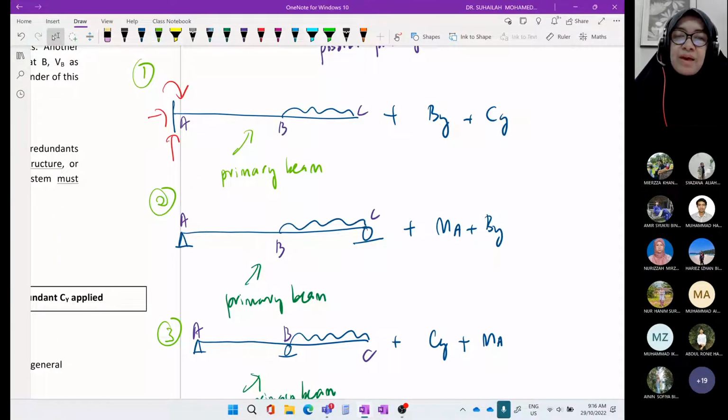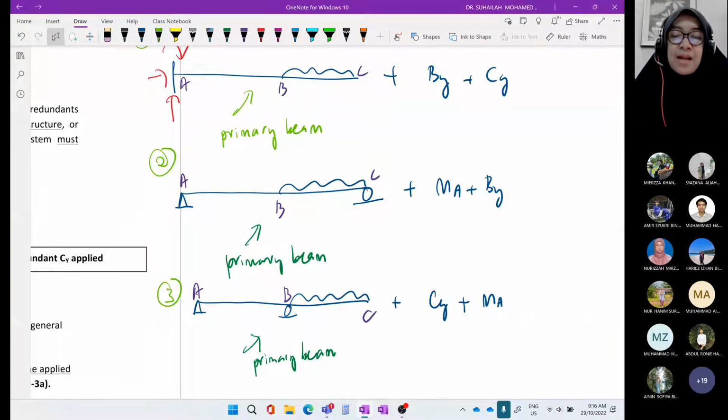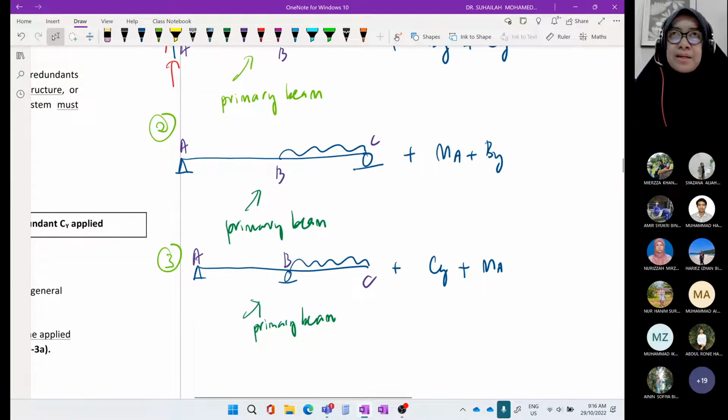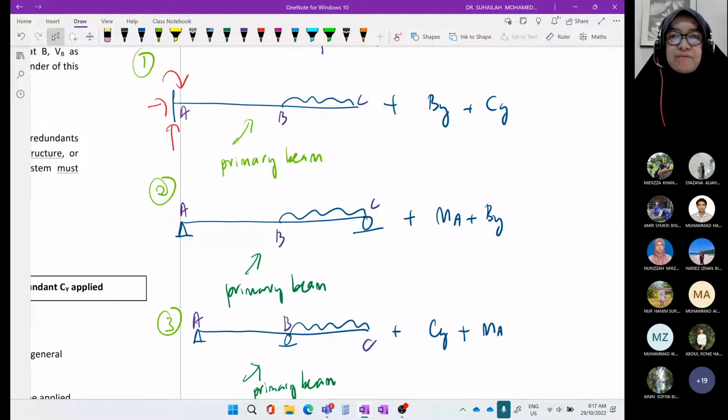Okay, so we have set number 1 where we have cantilever beam as the primary beam, so we have BY and CY as the redundants. Set number 2, we have simply supported beam with pin at A and roller at C, whenever we remove MA and BY. Set number 3, we remain pin at A, we remain roller at B. In this case, it is also a determinate beam, because when we check the degree of indeterminacy after removing redundants, we get 0. And we remove CY and MA. So we have 3 sets of solution.